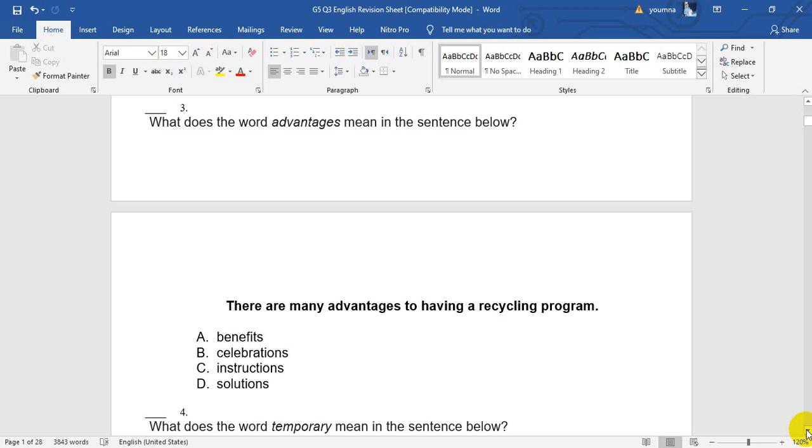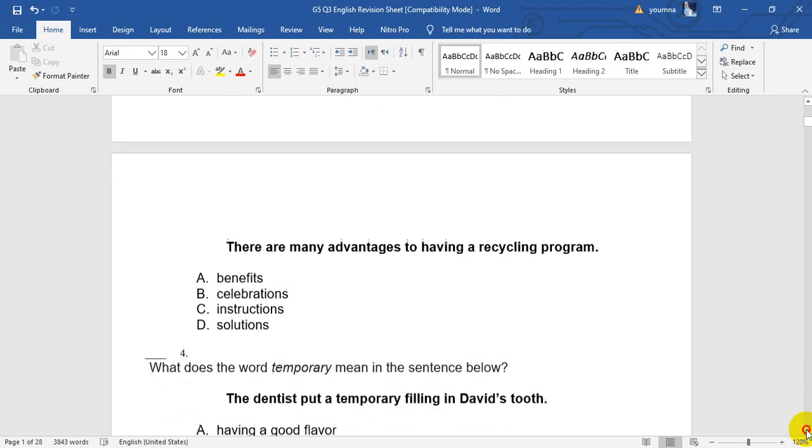So advantage, it means something good. So it will be, yes, I hear somebody saying it's A. A, benefits. Very good. So advantages means benefits.